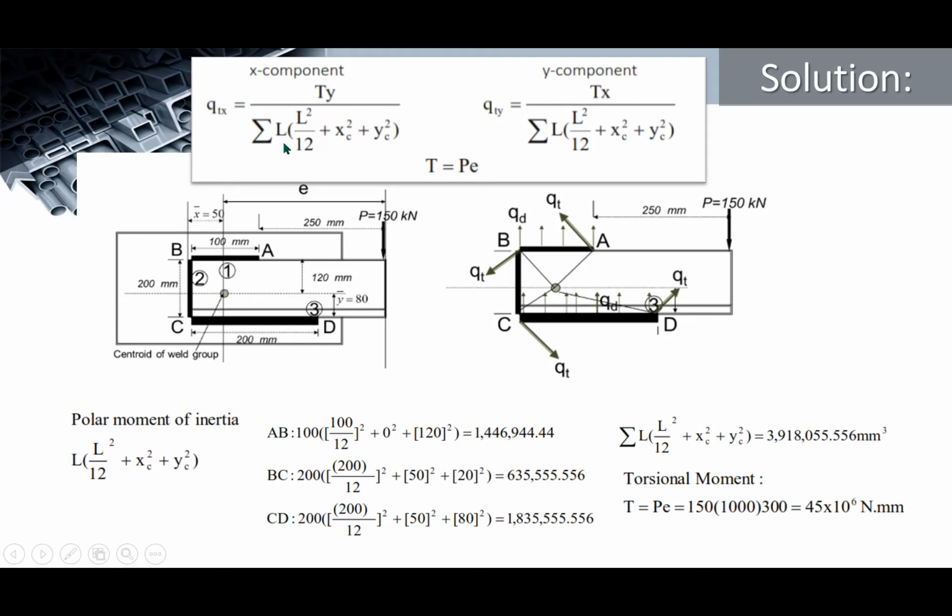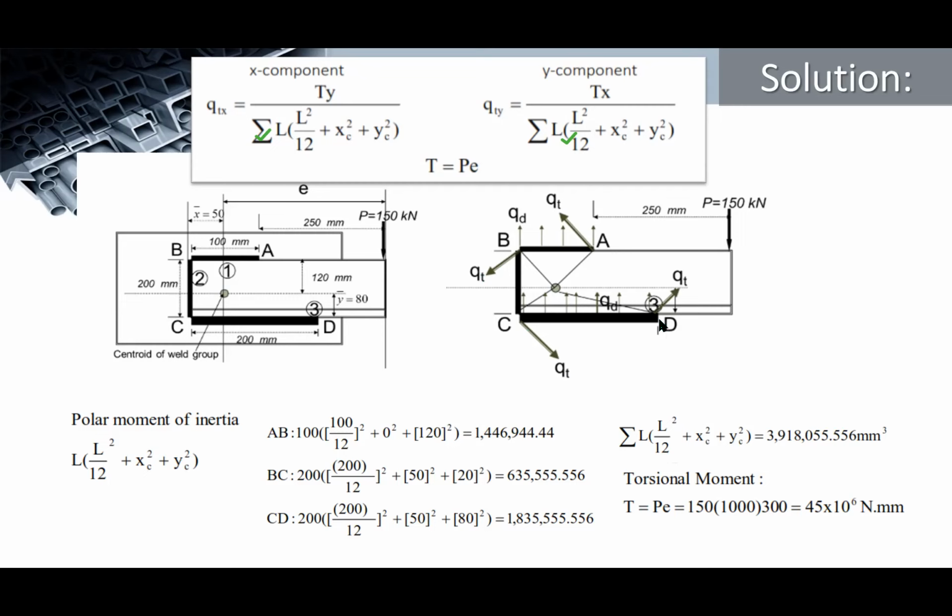Ang kailangan na lang natin is yung T, which is just 150 times 300. Meron na tayo. So we have 45 times 10 raised to 6 Newton millimeter. Now to solve, ganito yung itsura ng forces. Ito yung QT at A, QT sa B, QT sa C, and QT sa D.